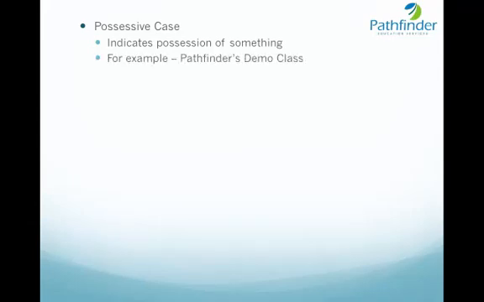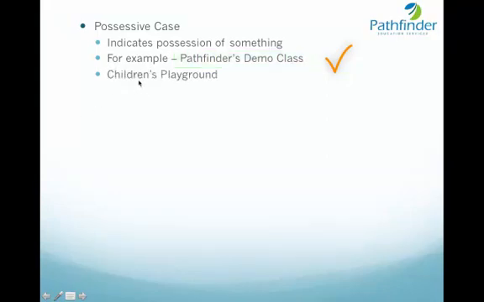So next, what is a possessive case? Just now we saw the sentence Dhoni's bat. The apostrophe s after Dhoni indicated that the bat was owned by Dhoni. So possessive case indicates possession of one thing by another, maybe a person, and generally the possession is by an animate object, that is a living thing. For example, Pathfinder's demo class. Although Pathfinder is not a living thing, we take it to be an artificial person, and therefore in Pathfinder's demo class, the apostrophe s is accepted.